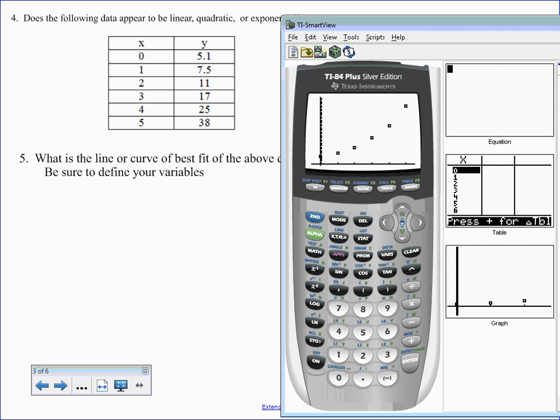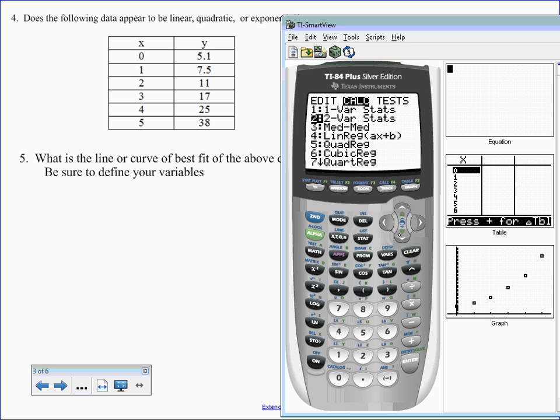And the question we got to ask ourselves is, this curvature here, does that look quadratic to us or exponential? And at least to me, that looks like an exponential. So let's go ahead and use an exponential model and see how well that would fit. So we're going to go to Stat, Calc, and we'll go ahead and choose the exponential regression model.